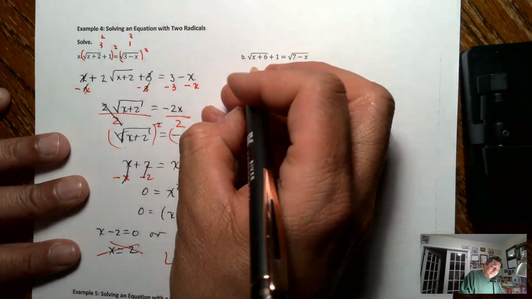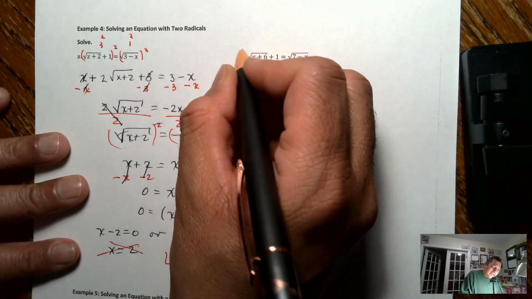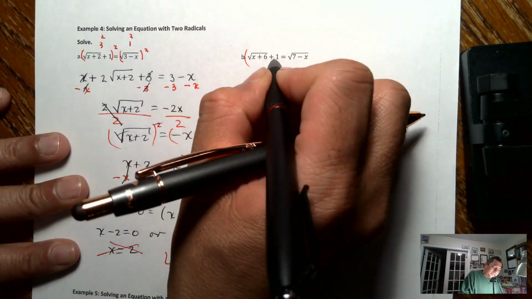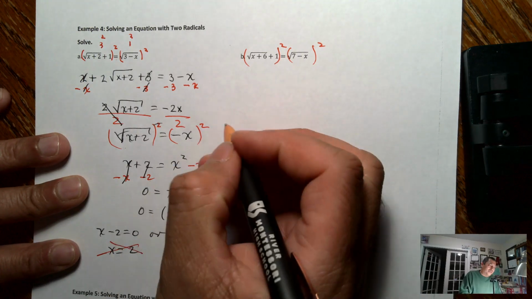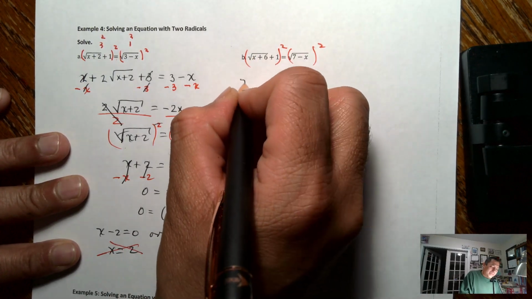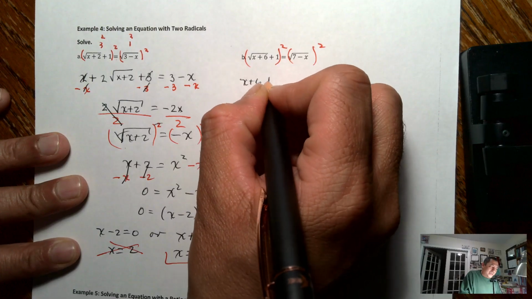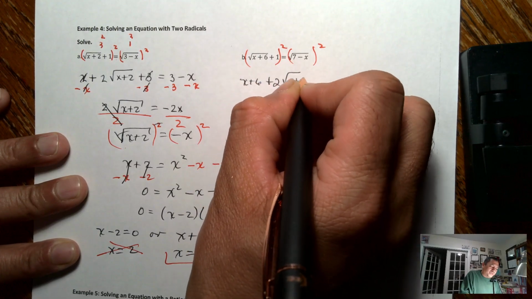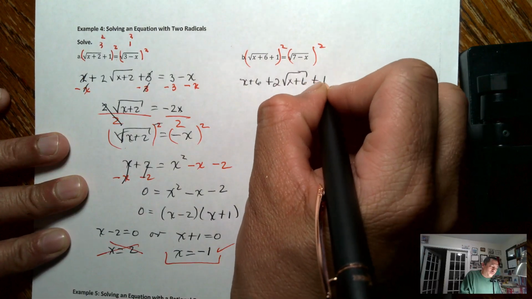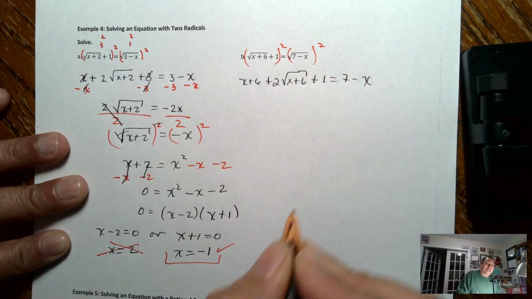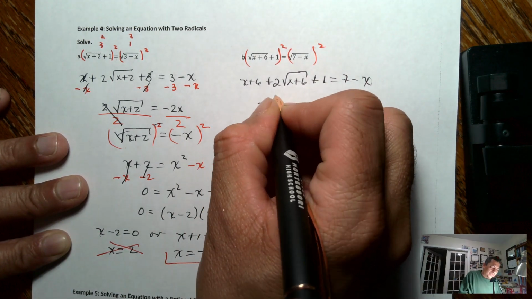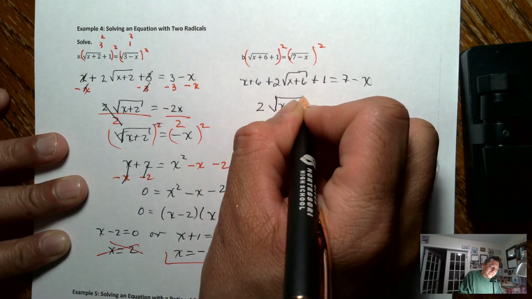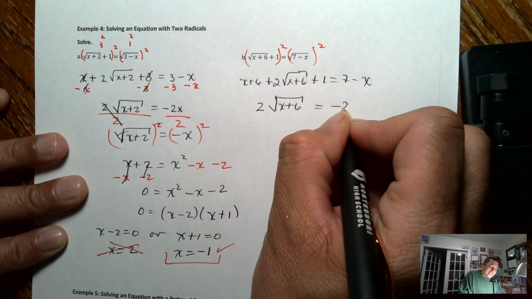Problem B. So I'm going to elevate both sides to the second power. Okay, I'm not going to take that many steps on this one. So I'm just going to elevate to the second power. So I'm going to have x plus 6 plus 2 square root of x plus 6 plus 1 equals 7 minus x. Then we simplify everything. So I have 2 square root of x plus 6 equals negative 2x.